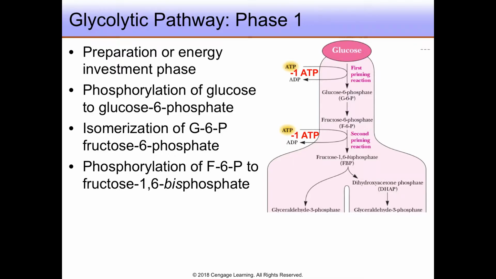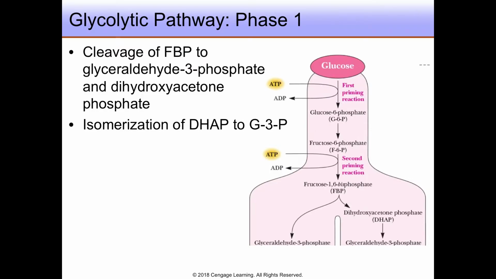An overview of this phase is shown in the figure on the right. Glucose is first phosphorylated to glucose 6-phosphate at a cost of 1 ATP molecule. Glucose 6-phosphate is then isomerized to fructose 6-phosphate in preparation for the next step, which involves another phosphorylation and another ATP cost. The product of this third step is fructose 1,6-bisphosphate.